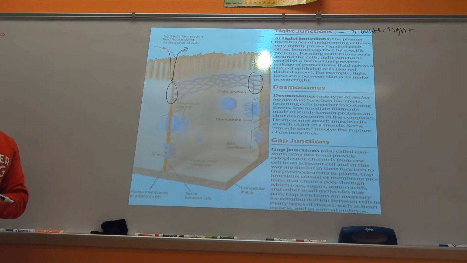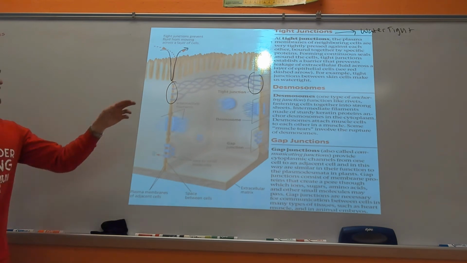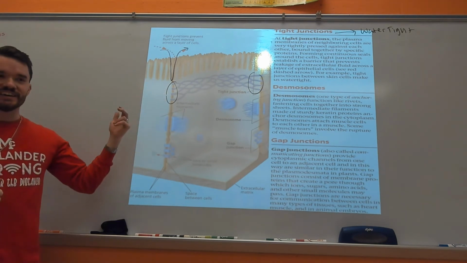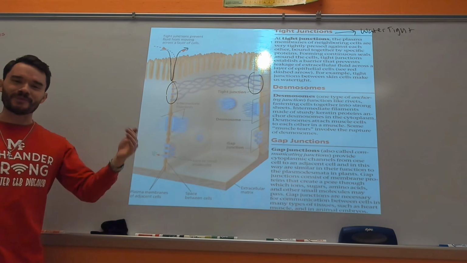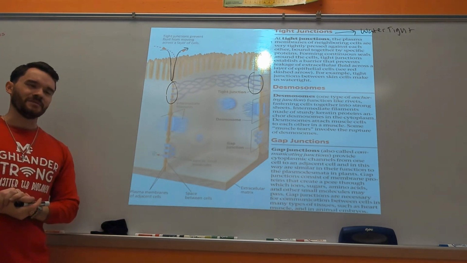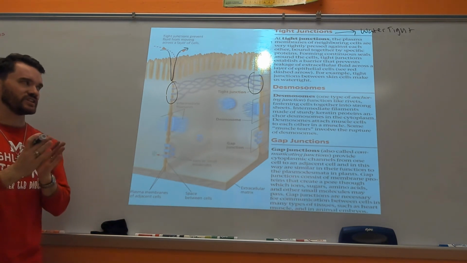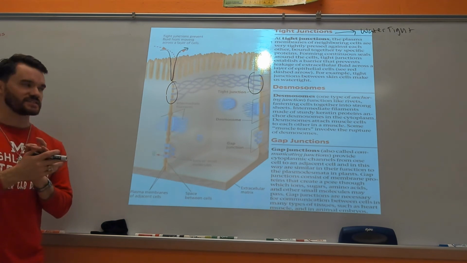So you would see those, especially as I said, in your epithelial tissue cells. Like your skin's going to have those tight junctions, because if you didn't have those tight junctions, that's called a cut, right? Then bacteria can get in there, and that's bad news. So that's why you're going to want good tight junctions between your skin cells.